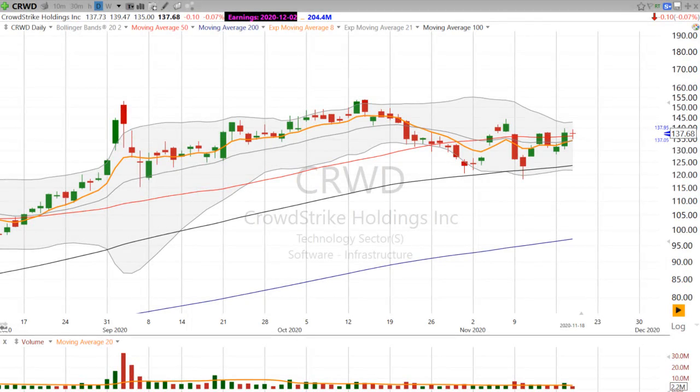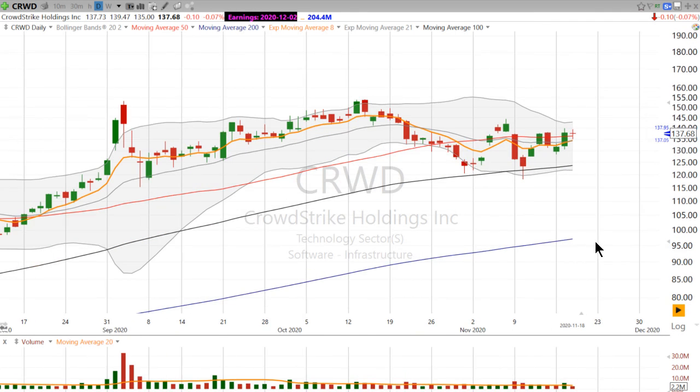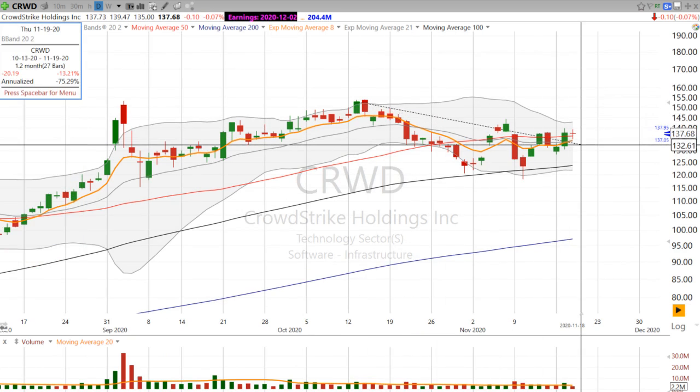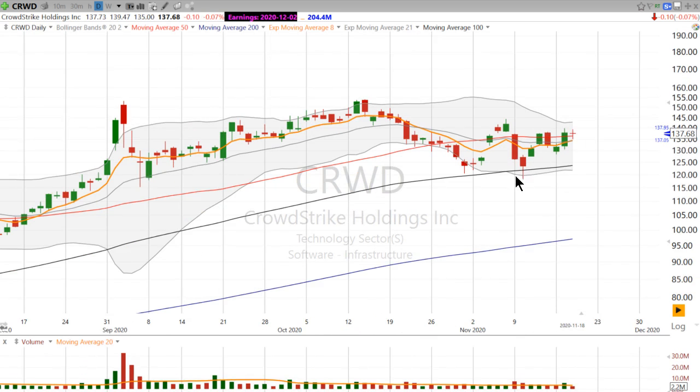I want to take a look at CrowdStrike. This is ticker CRWD. Now, CrowdStrike had a pretty good run throughout this rally. Recently, it's pulled back to support, right back down to the 50-day moving average. Had a little bit of a shakeout here, a high volume shakeout, but they zipped it back up, and now it's just consolidating right around these key moving averages.